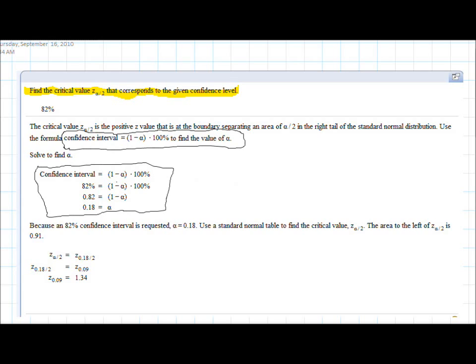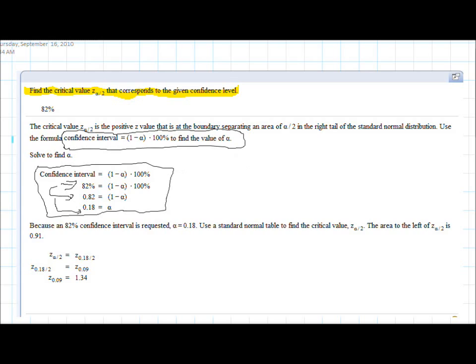You substitute the 82% right here into the algebra, and you're solving for alpha. And from this step over to this step, you're removing the percent, and then from here you solve for alpha and you come up with 0.18. Okay, not too bad.